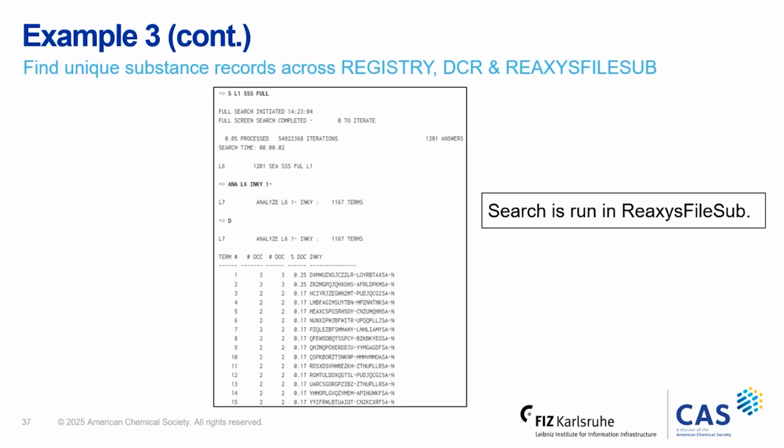Do this one more time for the ReaxysFileSub database. When I do the full substructure search in the database, I come back with 1,201 records. Analyze the InChIKeys there. You'll notice in some of these examples, you have 3 hits, you have 2 hits. That has more to do with Elsevier's indexing. Sometimes they have duplicate substance records in this database.